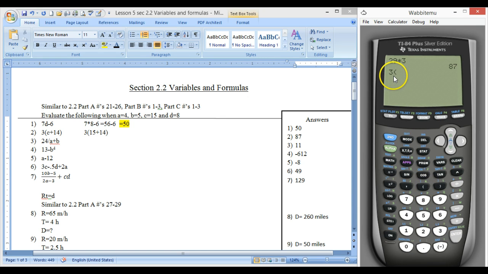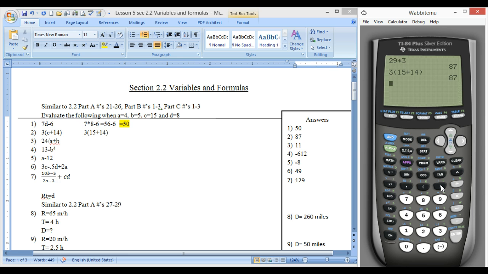Now in a calculator, a graphing calculator, you don't have to put the multiplication sign there. It automatically knows, like we know, that it's multiplying. It won't do anything wrong to put a multiplication sign in there. So I could do that, but it's up to you. You don't have to. And since I know that, I'm not going to. And I'm just going to do 15 plus 14, close the parenthesis, press enter.